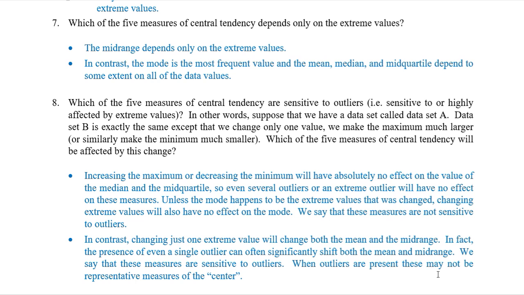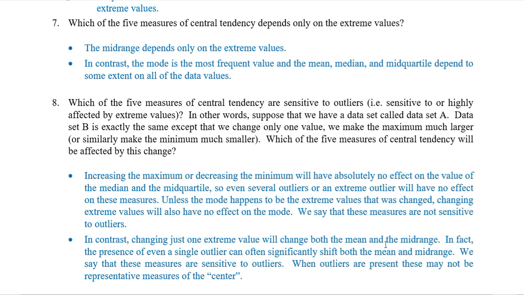But now think about this. In contrast, changing just one extreme value will change both the mean and the mid-range. In fact, the presence of even a single outlier can often significantly shift both the mean and mid-range. We say that these measures are sensitive to outliers or sensitive to extreme values. And when outliers are present, these may not be representative measures of the center, because it's not really the center of the data set in some sense, because that one data value in a way maybe shouldn't be part of the data set. It's very unusual, that outlier.